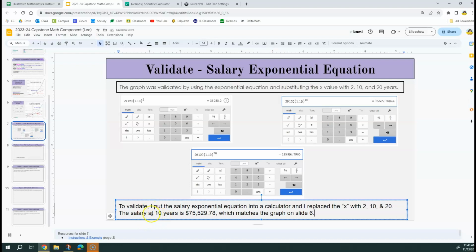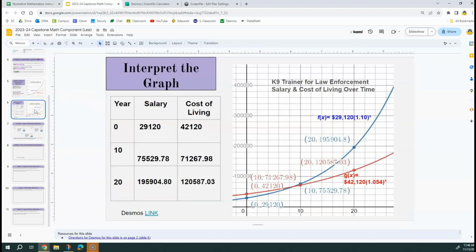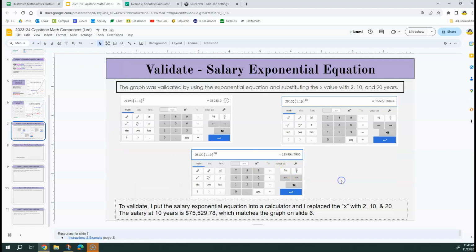Okay. So this is just, again, validate means prove. So we're just showing proof with the calculator. Our calculator matches up with our graph. And that's what we do for slide number 7.